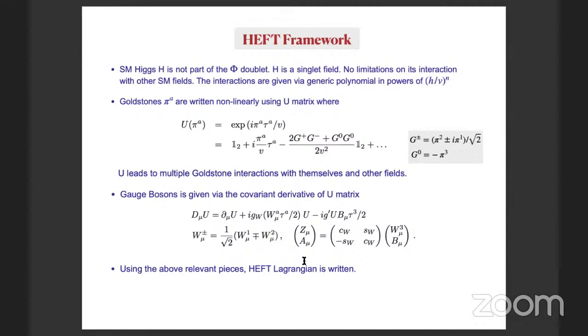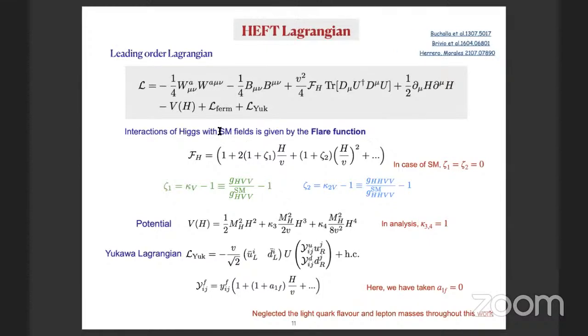So using these pieces, the HEFT Lagrangian is written. And the leading order HEFT Lagrangian looks like this, where the first two terms are basically the field strength tensors. And the third term is the main important term, which gives the interactions of the Higgs with the gauge bosons as well as the Goldstone bosons.